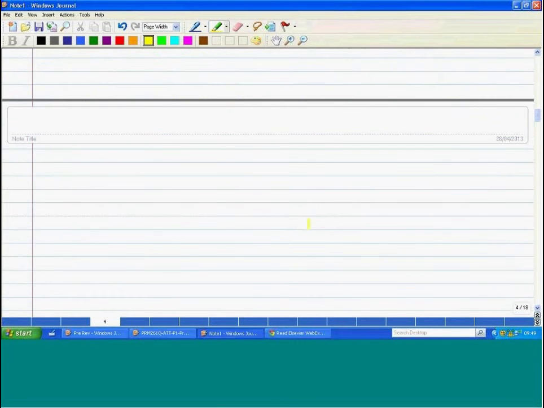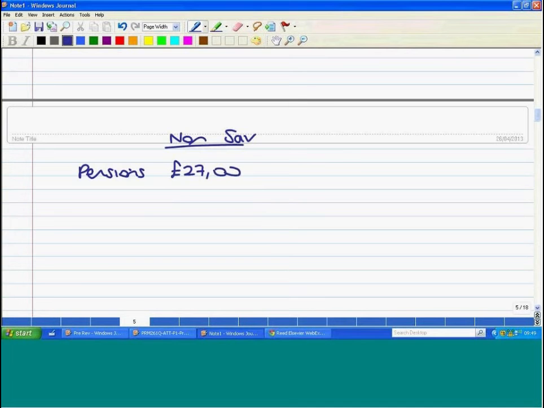So let's go back to what we would normally show. If I was doing his tax liability calculation, I would show his pensions in his non-savings column, which, as we've discussed, is $27,000. Now I'm then going to deduct his personal allowance, which we've just calculated. So we would do a little working to show where we pick that up from.